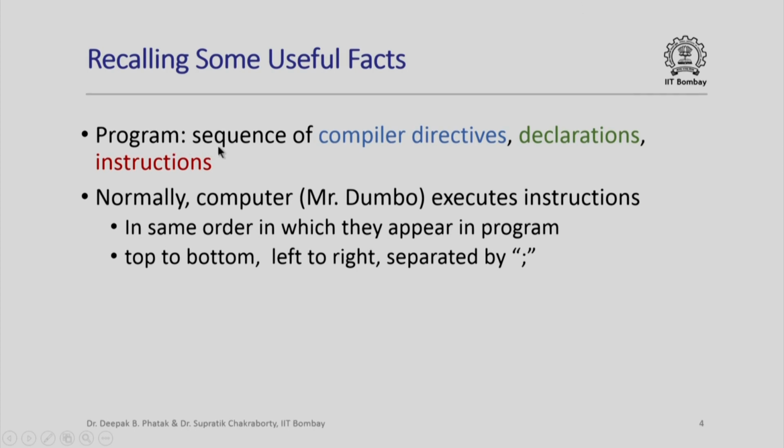We all know that a program is a sequence of compiler directives, declarations and instructions, and normally a computer executes instructions in the same order in which they appear in a program. So if you have written the instructions from top to bottom separated by semicolon, the computer will execute the instructions as it encounters them top to bottom in the program. Or if you have written the instructions left to right separated by semicolon, the computer will execute them as it encounters them left to right separated by semicolon.